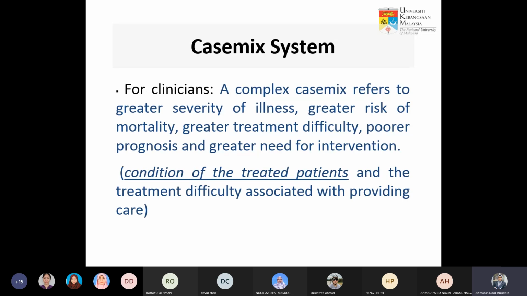Casemix for clinicians is actually a complex concept. Casemix refers to greater severity of illness, greater risk of mortality, greater treatment difficulty, poorer prognosis, and greater need for intervention. Remember resource use just now. All this relates to resource use. That is the component from the clinician perspective: the condition of the treated patient and the treatment difficulty associated with providing care.